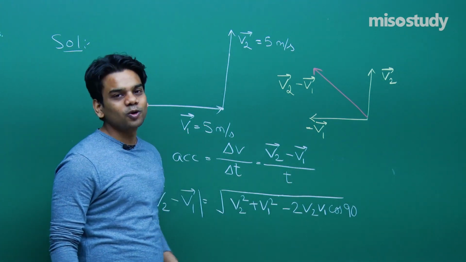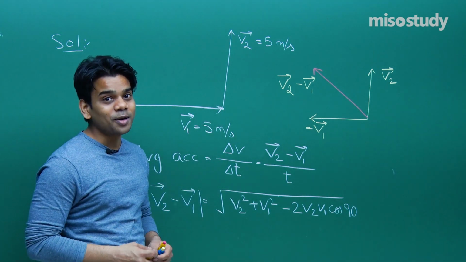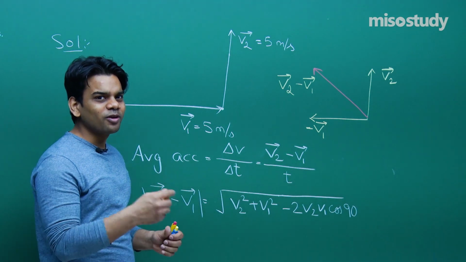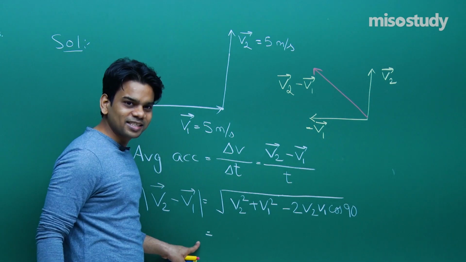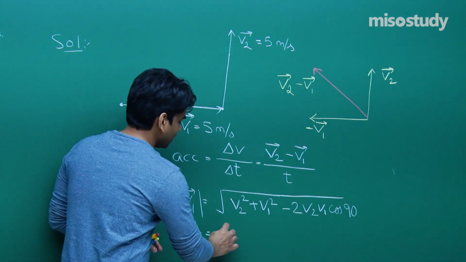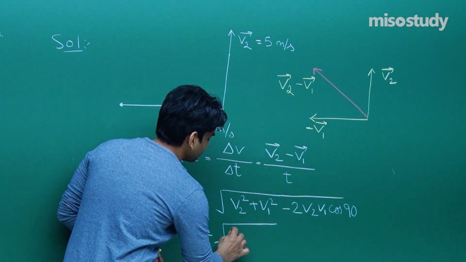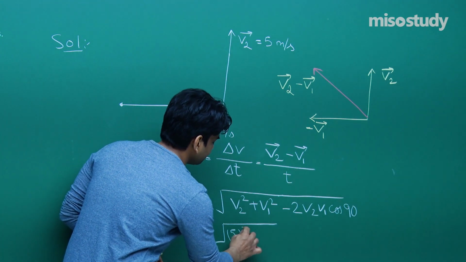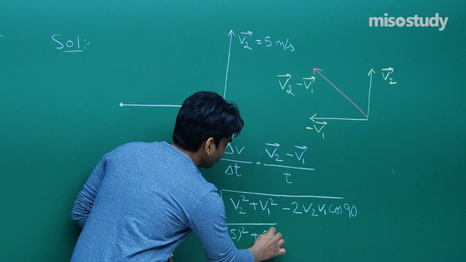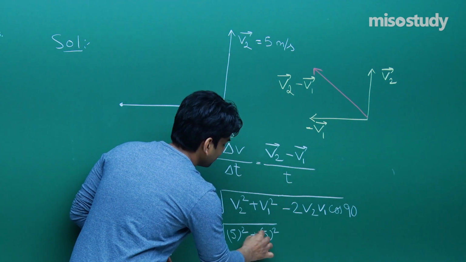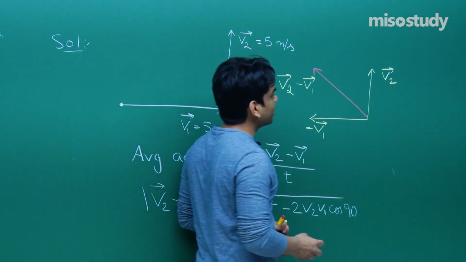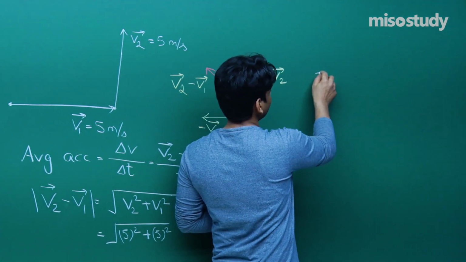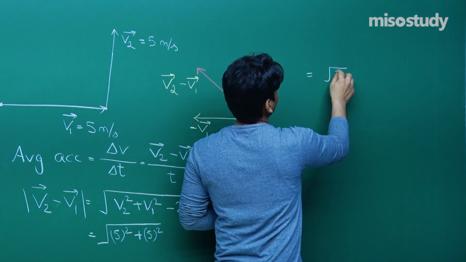v2 whole square plus v1 whole square, that means 5 whole square plus 5 whole square, that will be 25 plus 25, which turns out to be 50. I believe that you all clearly can see up till this end. So let me write down, this will turn out to be 5 whole square plus 5 whole square. Hence it comes out to be 25 plus 25, that is equal to 50. So hence the magnitude will actually turn out to be under root of 50.